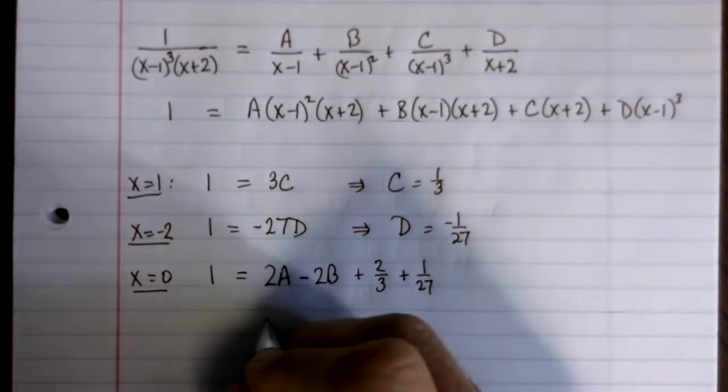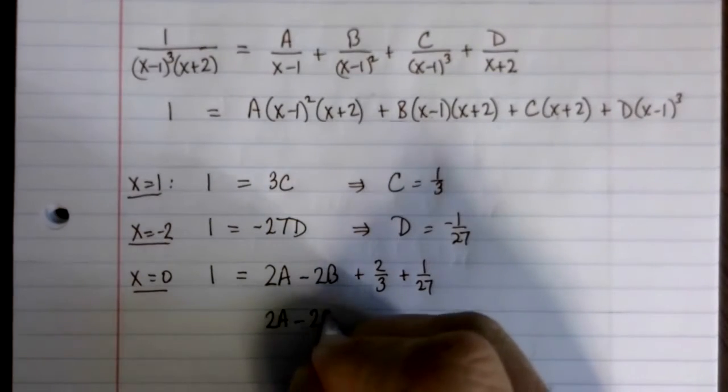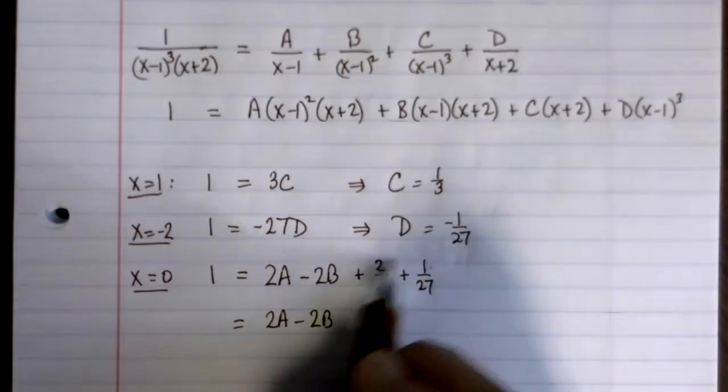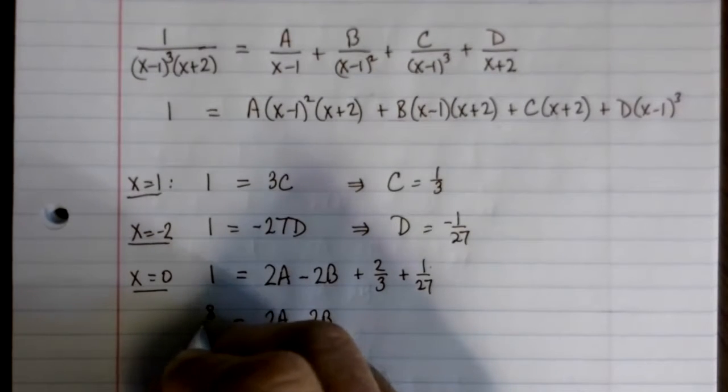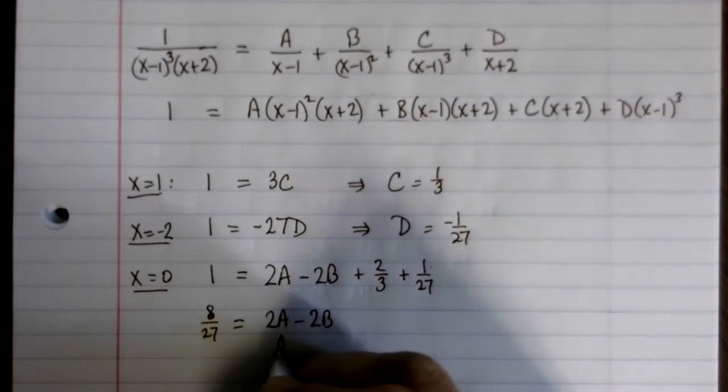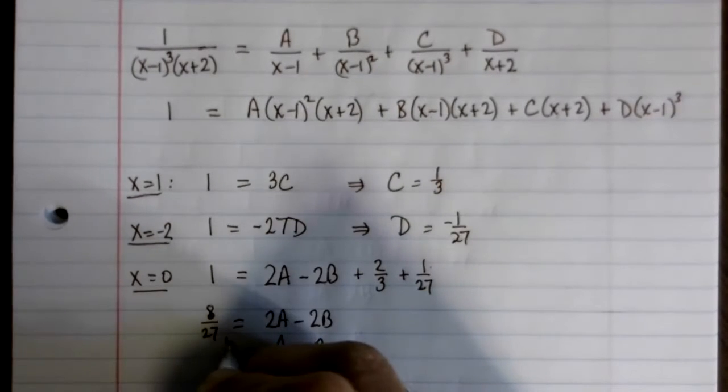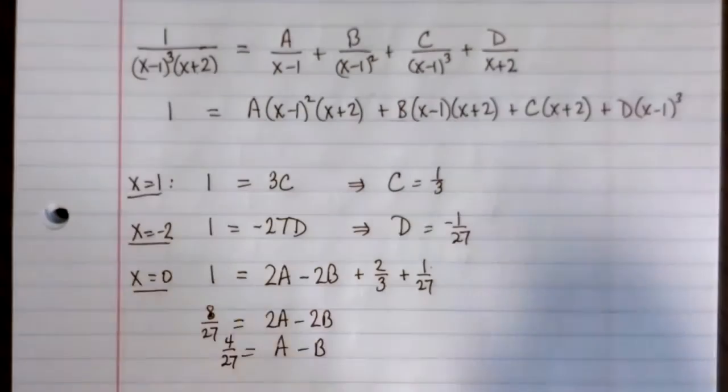And so solving, we get 2A minus 2B is equal to, if I bring these over and simplify, 8 over 27. And therefore A minus B is equal to 4 over 27. And so that's equation number 1.